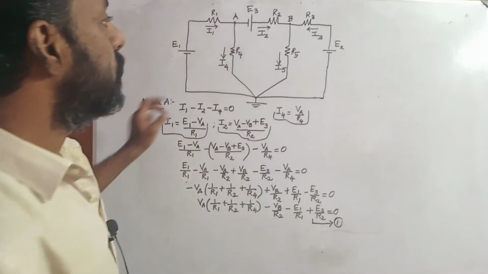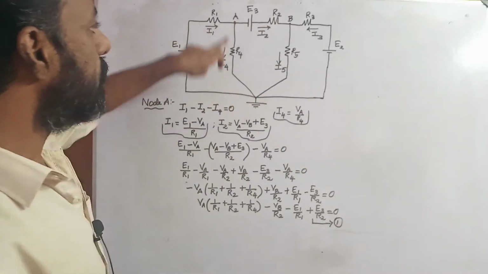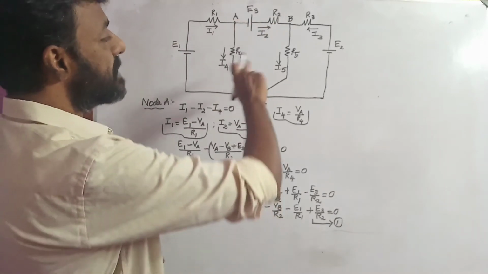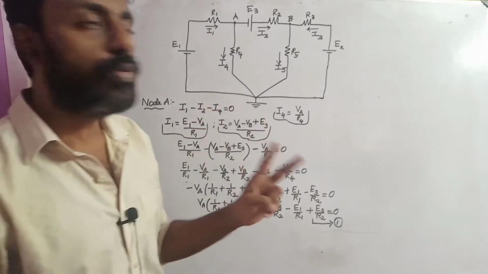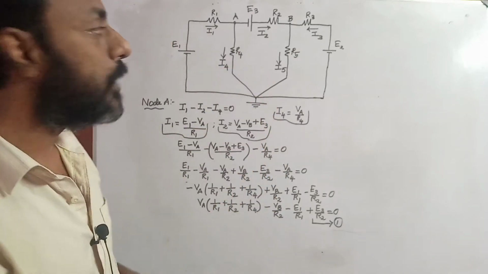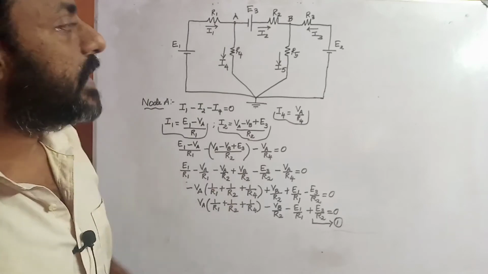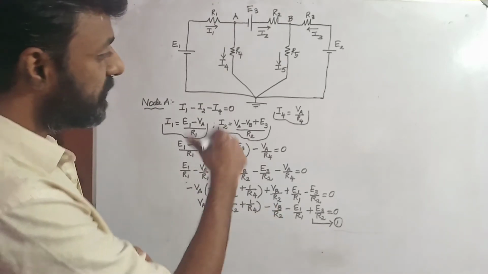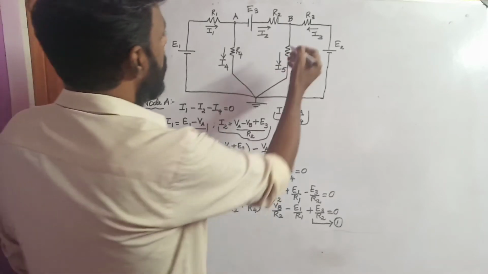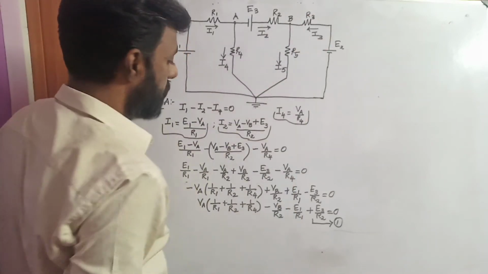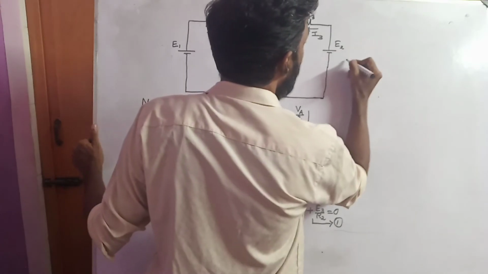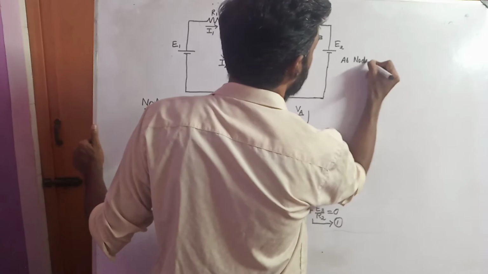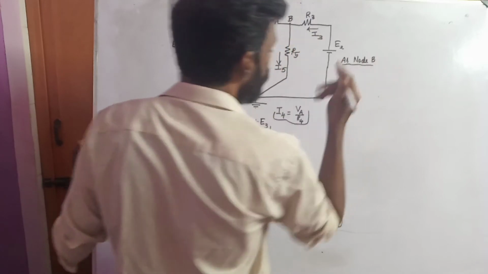So there are totally 3 nodes: node A, node B, and this is the reference node. So the formula is n minus 1. So 3 minus 1 is 2. 2 is the total number of equations which we can form in this resistive network. So already we have formed one equation. Therefore the second equation will be considering node B. So I'm going to consider node B.